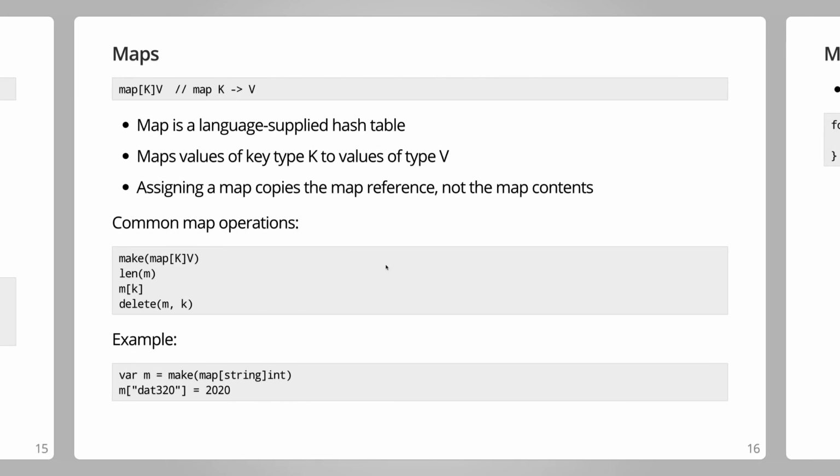All right. There's also maps. In Python, I believe they are called dictionaries.